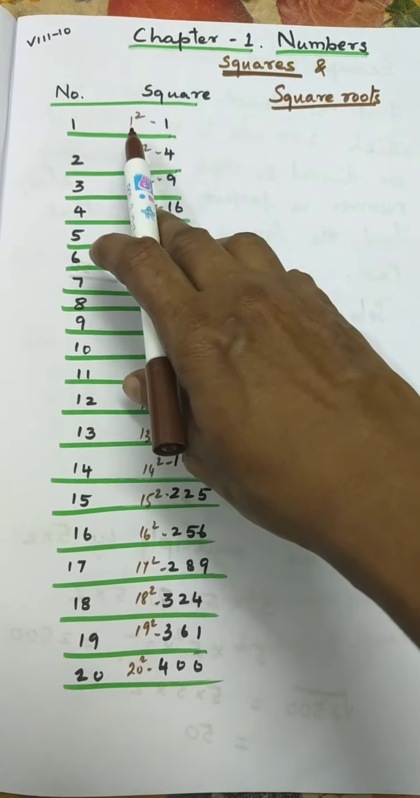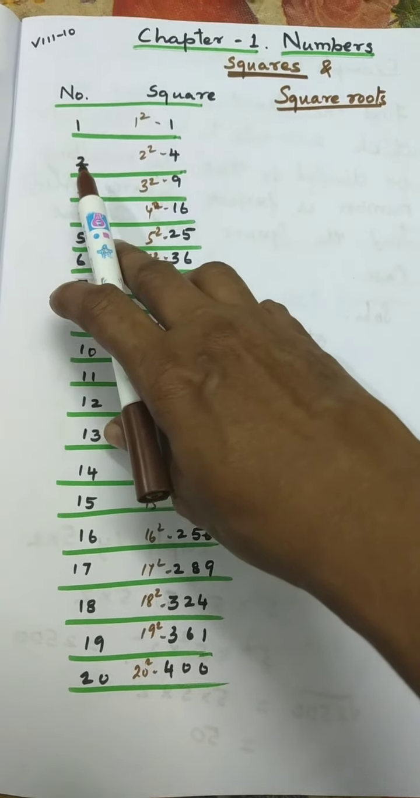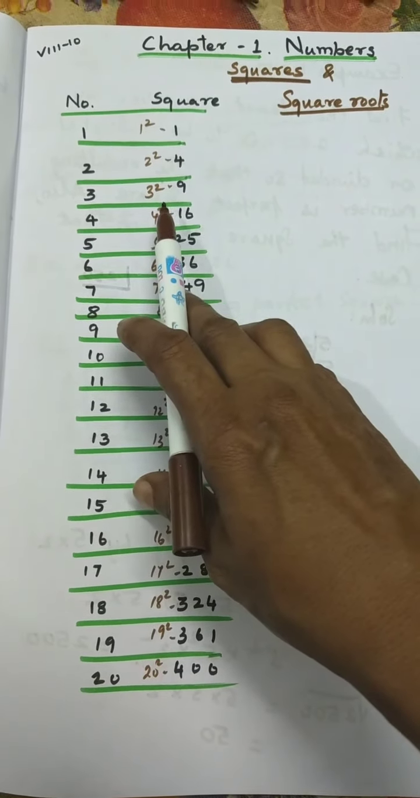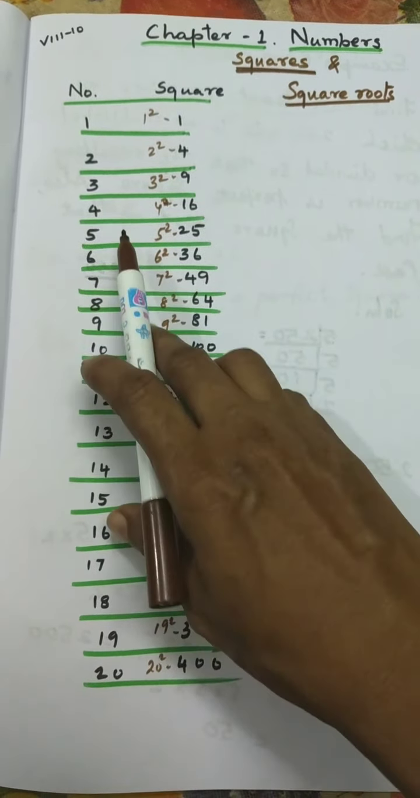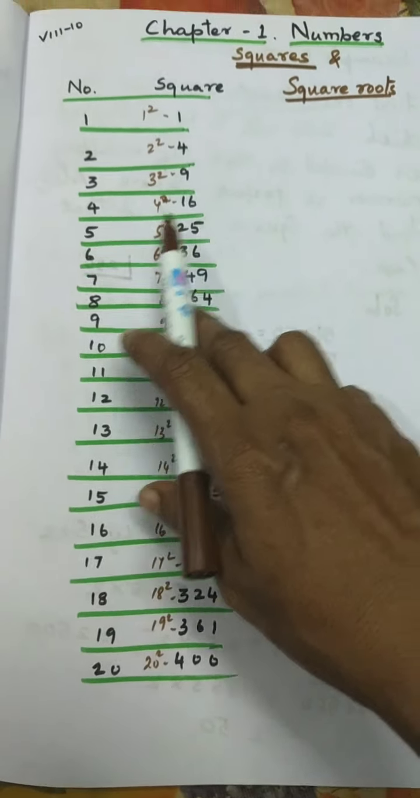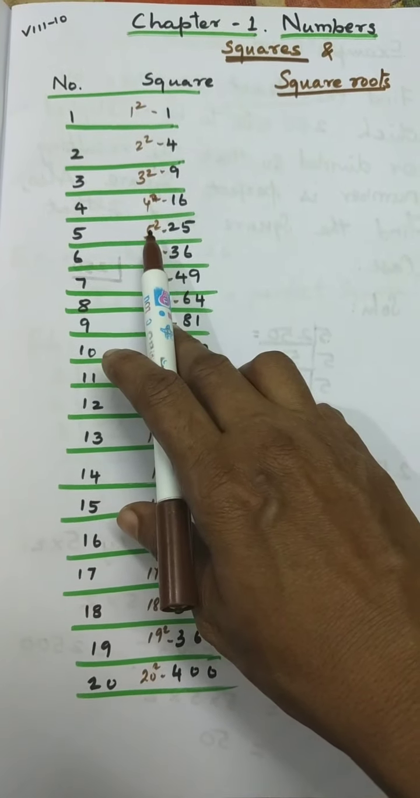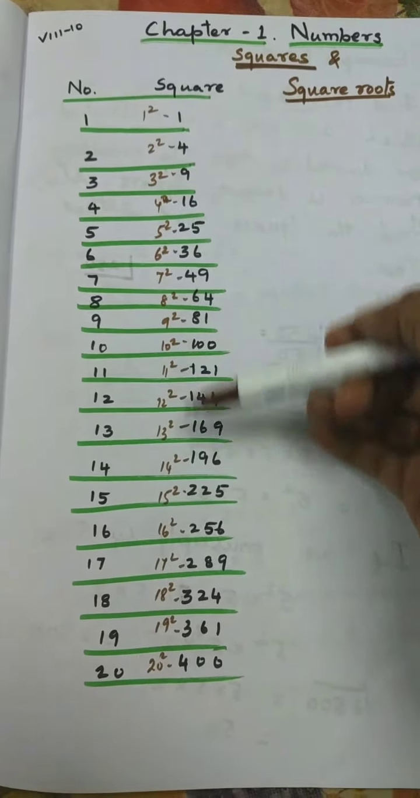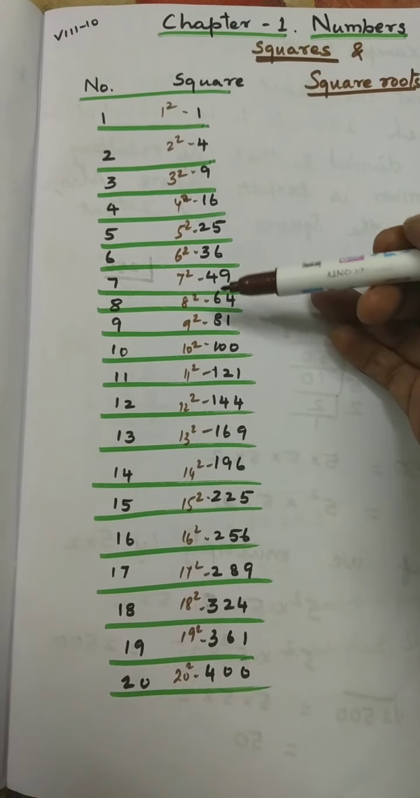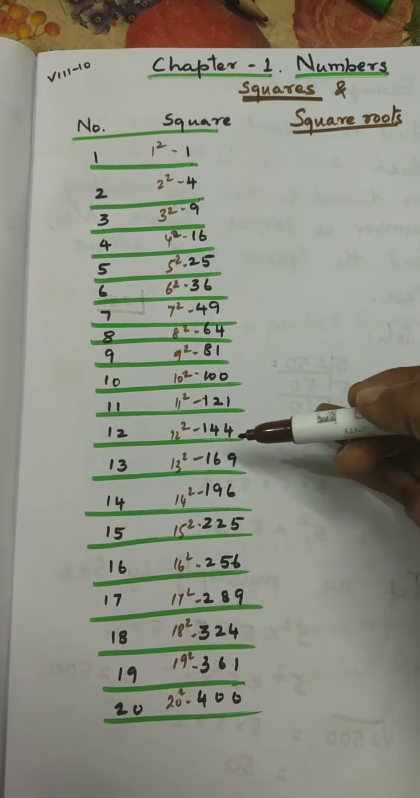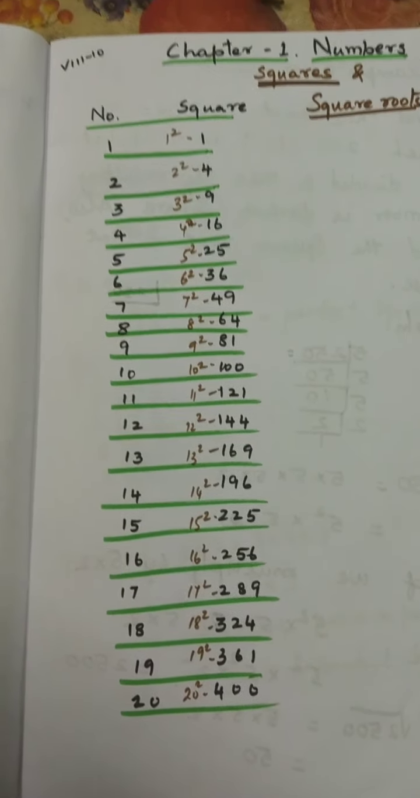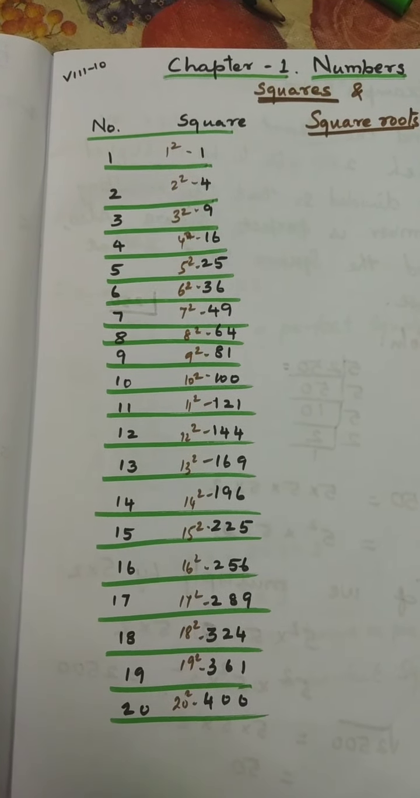1 square means 1 into 1, that is 1. 2 square means 2 into 2, 4. 3 square means 3 into 3, 9. Then 4 square, that is 4 into 4, 16. Then 5 square, that is 5 5s are 25. Like that I have written up to 20 square. This you have to know. If I ask 12 square, you have to say 144. Then what is 13 square? 169. Like that you have to say.